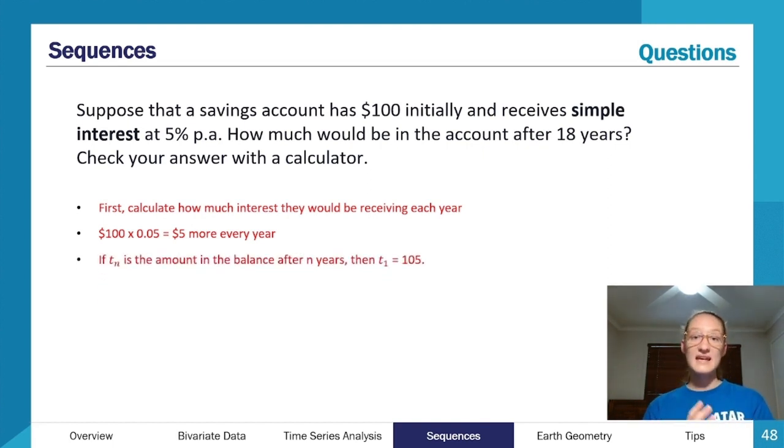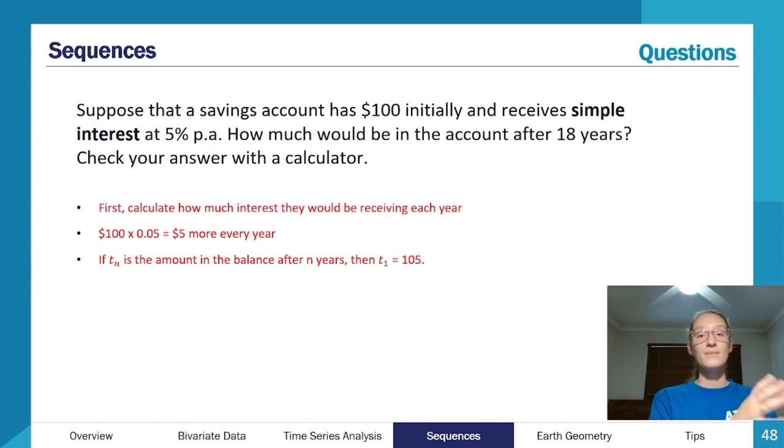So if Tn is the amount in the balance after n years, then T1 equals 105. Interesting, see what I've done here? I could have said T0 equals 100, and that's still equally as true, because again, now we're doing one of those practical application questions where our starting point before we actually do anything is what we want to have beforehand.